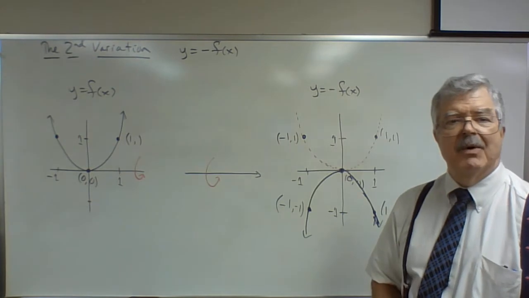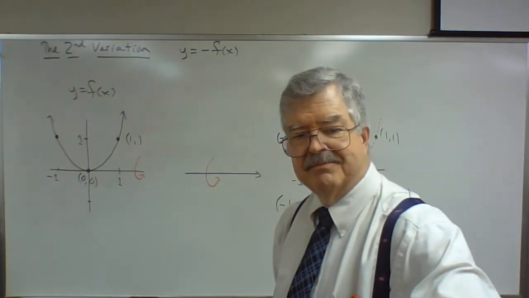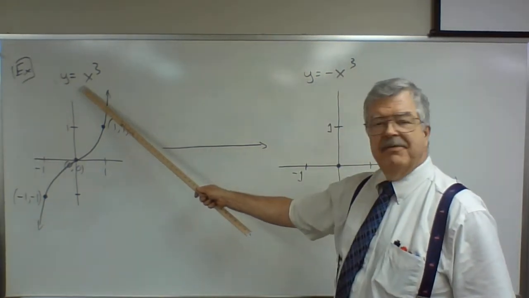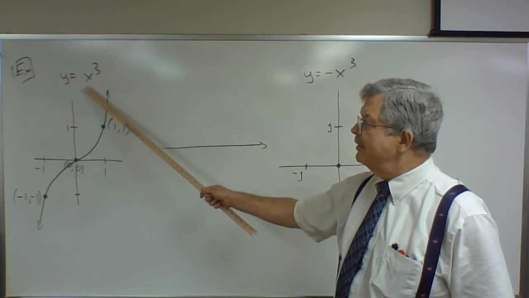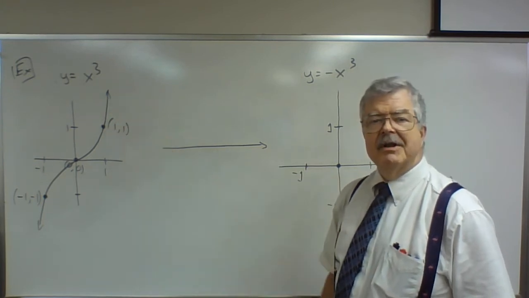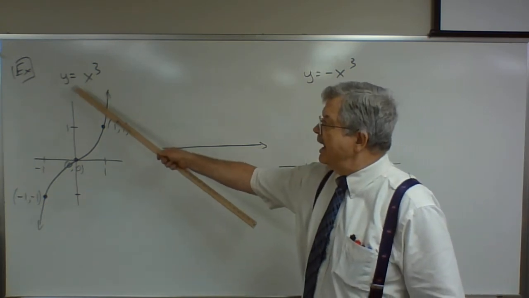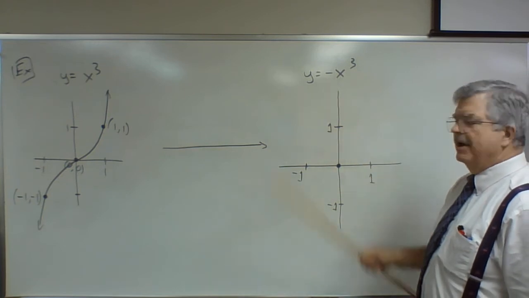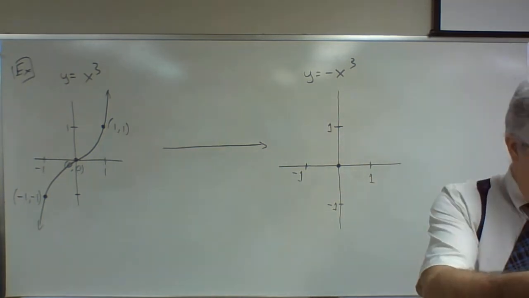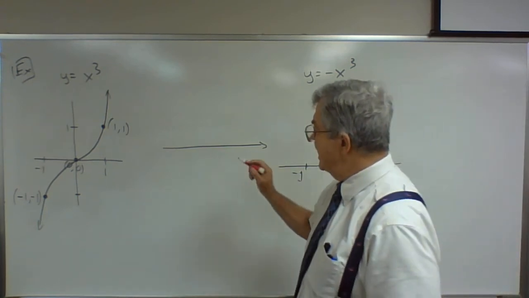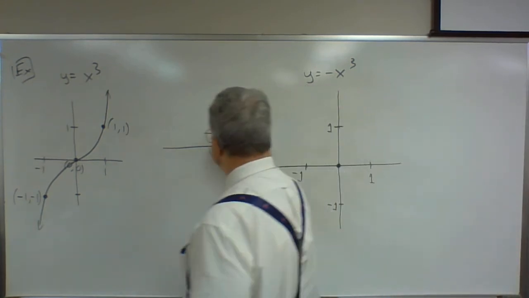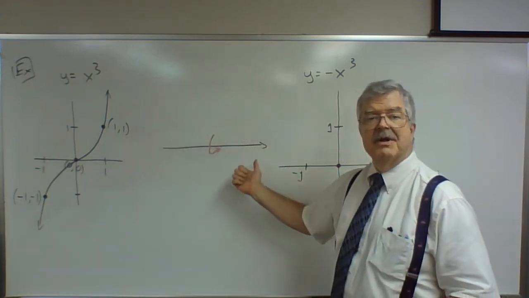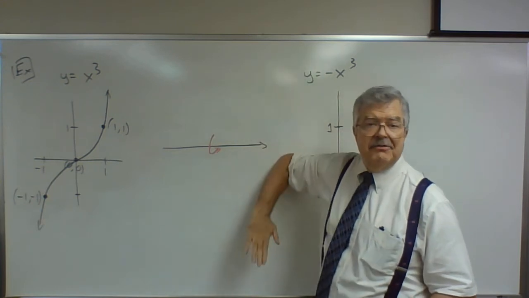Well, that was so much fun, I want to do it with another function. Let's look at our basic function, y equals x cubed, and we're going to vary it. We're going to take the y coordinate, x cubed, and we're going to multiply it by -1. What is that going to do to the original graph, the graph of the original function? If you said it's going to revolve it or rotate it about the x-axis, you're right.